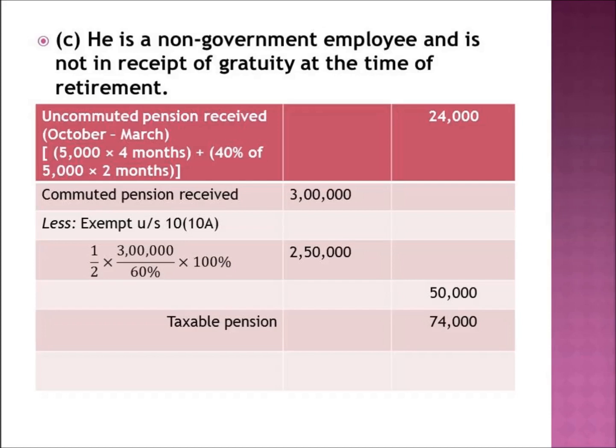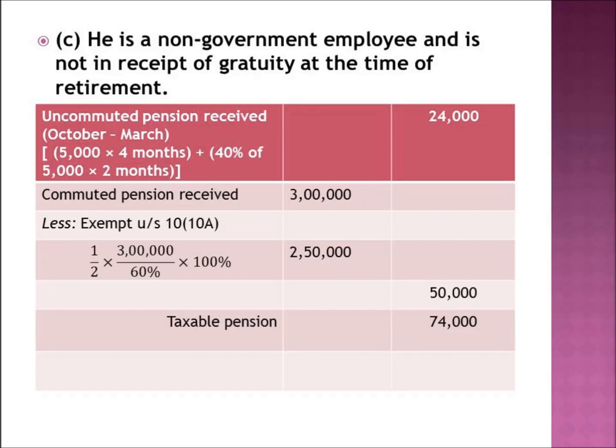Now we come to the commuted pension part. He received commuted pension of rupees 3 lakh. He commuted 60% and 60% was equivalent to rupees 3 lakh. Now the exemption part. What part is exempted? It was given in the chart that 1 by 2 of the full value of pension received by him had he commuted 100% of his pension.